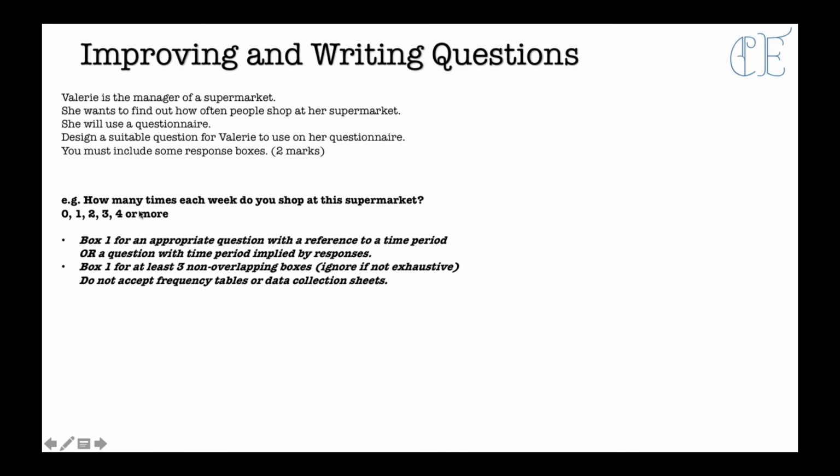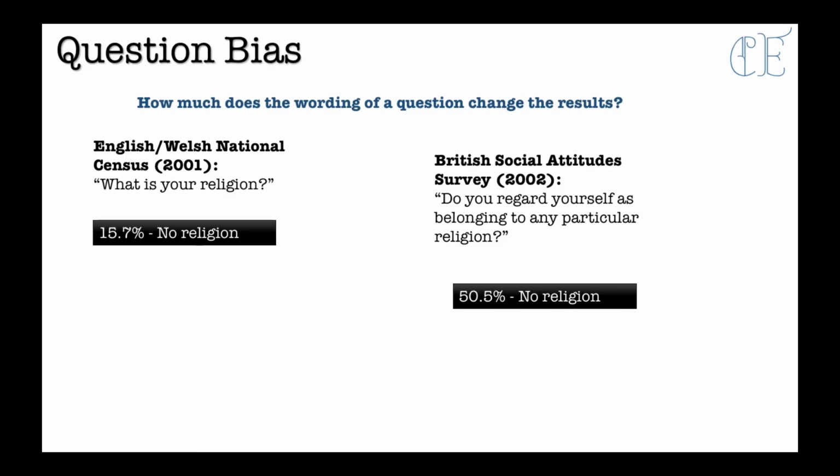Okay. And obviously, again, are you really going to visit the supermarket more than 4 times? I mean, in 1 week. So it's a perfectly valid question. So there is also something called question bias. Now, question bias is where the way you write the question might change the answers given. So how much does the wording of a question change the results?